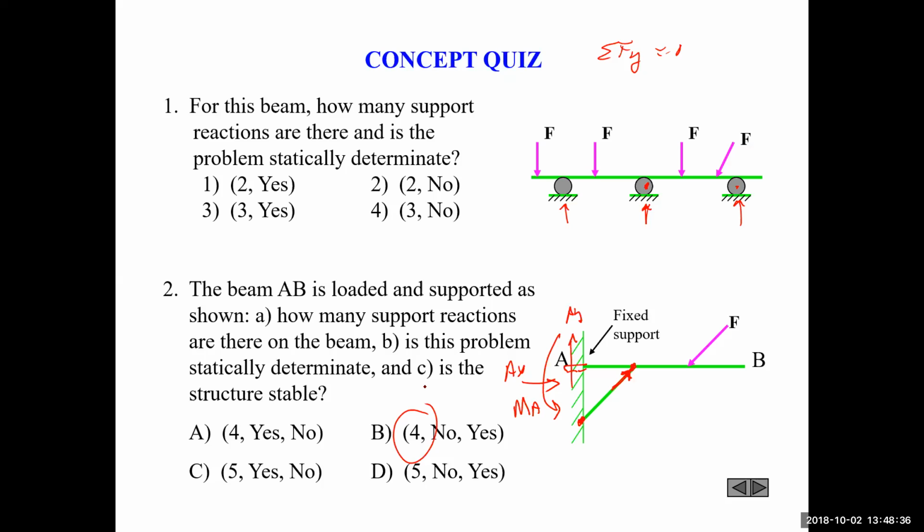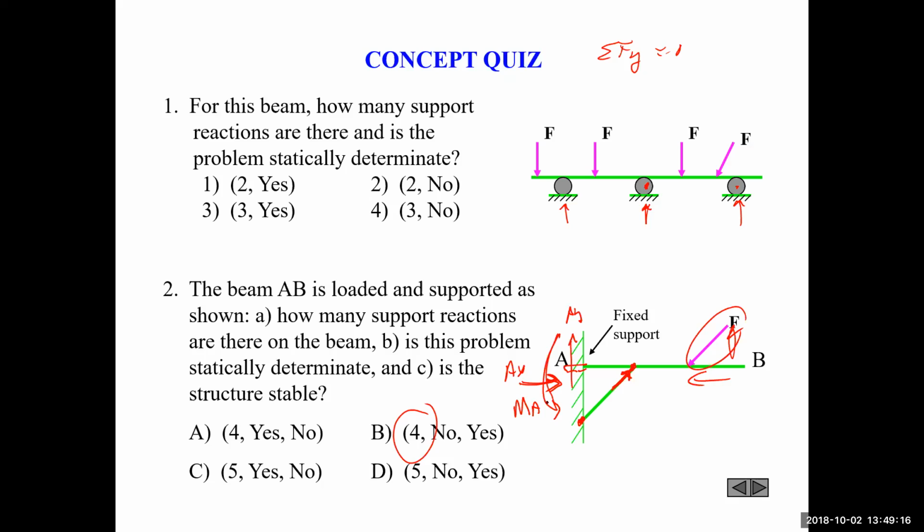Anyway, but is it stable? Is it going to move? Assuming that all the pins hold and everything, yes, it's stable because every force has a counterforce, right? The horizontal part of this force is being met by AX, the vertical part is being met by this one. You have over supported it, which is fine. You just can't figure out what the support reactions are going to be at all the points.